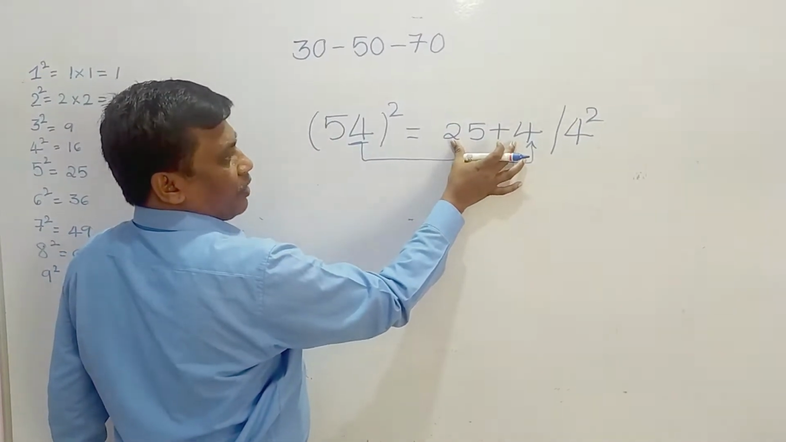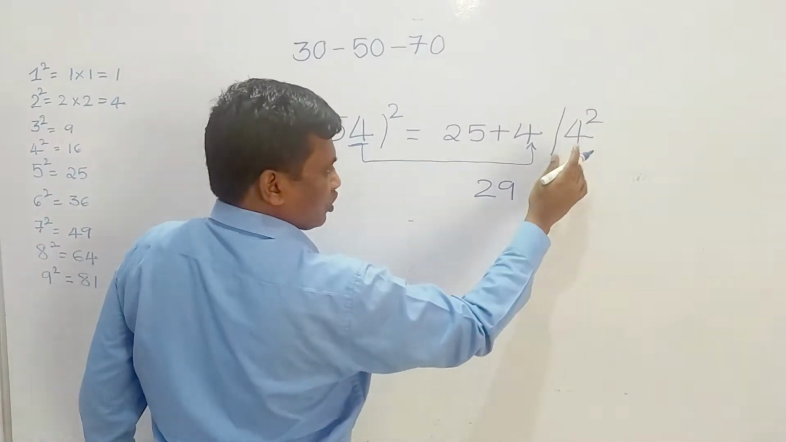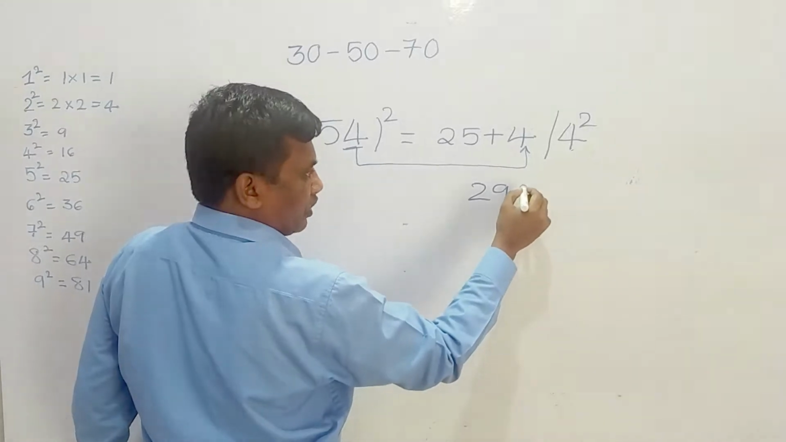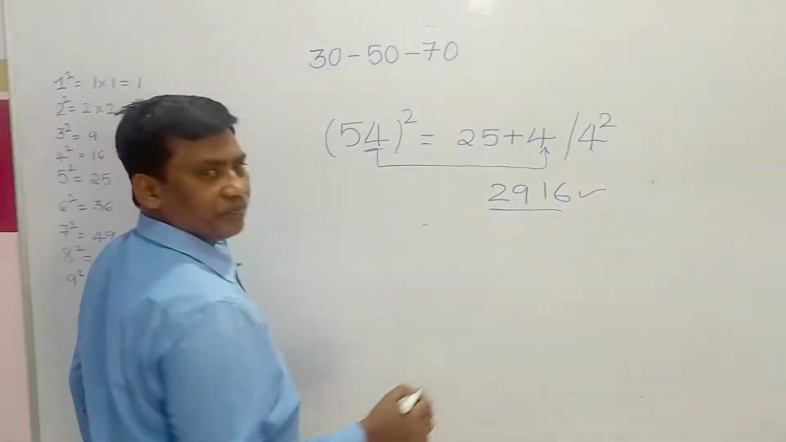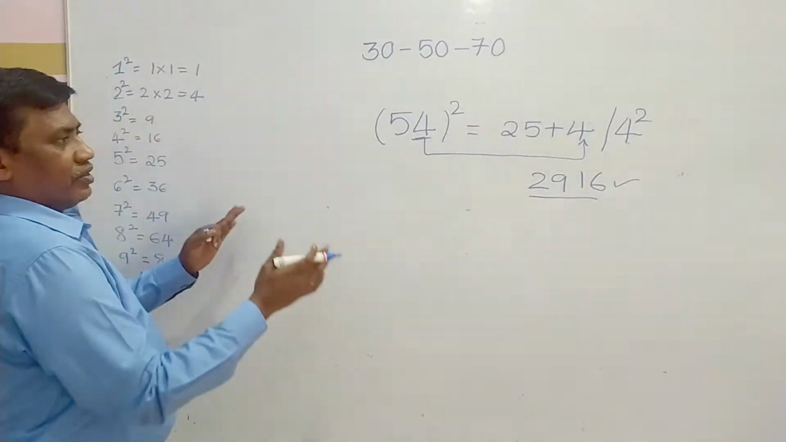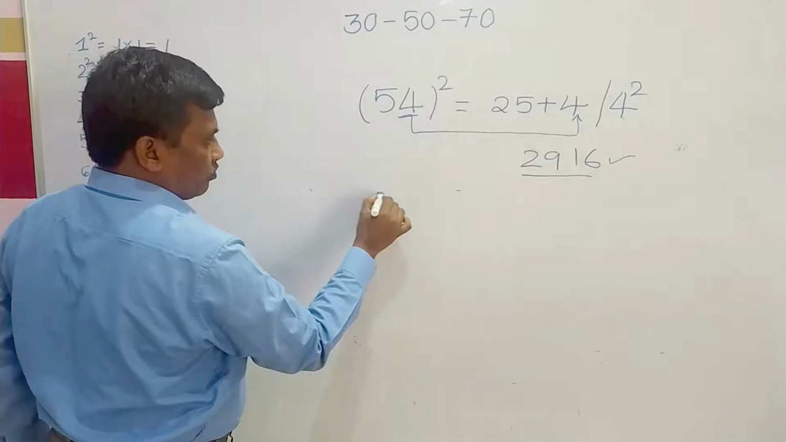25 plus 4 is 29. 4 square is 4 into 4, that is 16. So friends, this is the answer. Very simple. All you have to do is see the number.